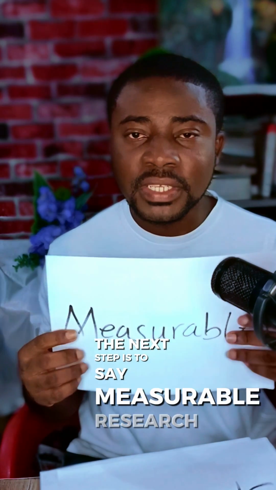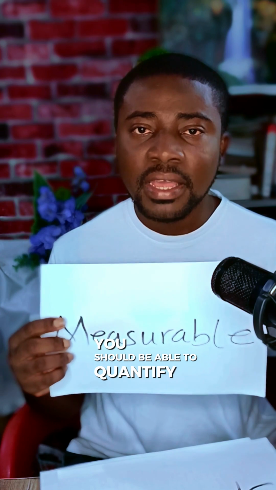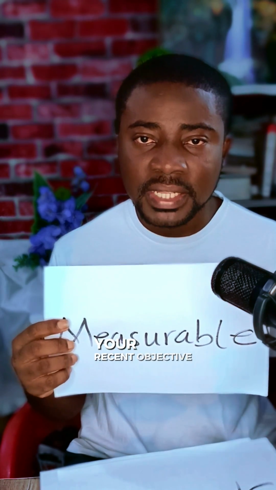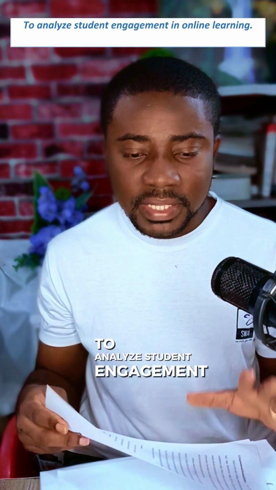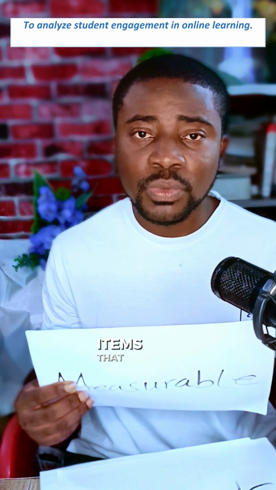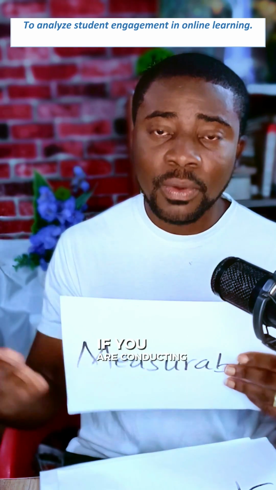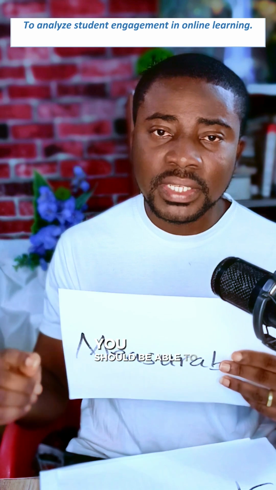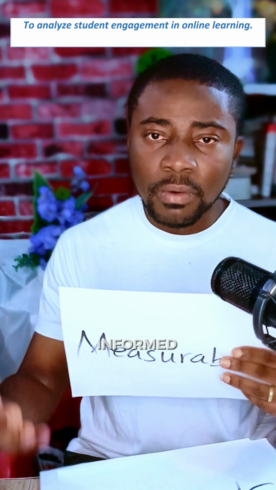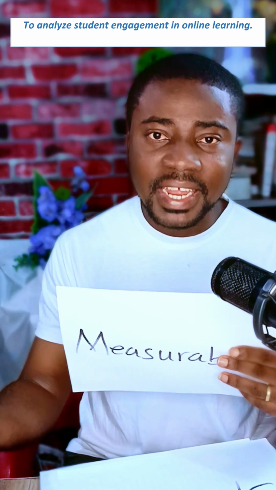The next step is to set measurable research objectives. This means that you should be able to quantify or assess your research objective. Let's look at this example. To analyze student engagement in online learning, it depends on us to create items that we can use to quantify or assess our variables. If you are conducting a qualitative study, you should be able to set interview questions informed by literature to assess students' engagement in online learning.